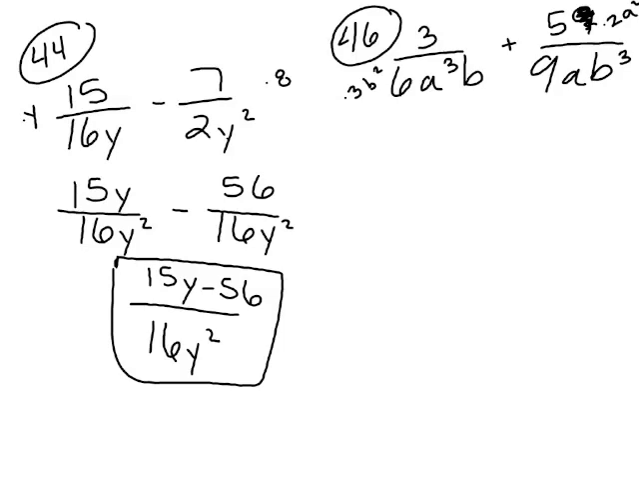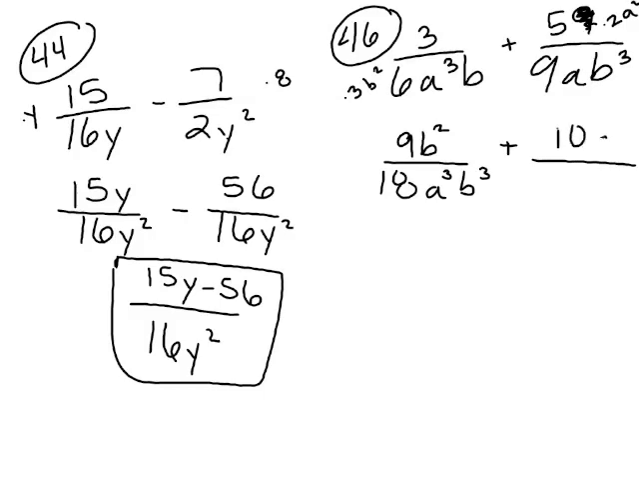So up on top, I'll have 9b squared. And what's down on bottom? 3 times 6, 18, a cubed, b cubed, right? Okay, and I need to end up with that same denominator. So I'm timesing by 2a squared. We'll have 10a squared. And then 2 times 9, 18. And then a times a squared, a cubed, b cubed.